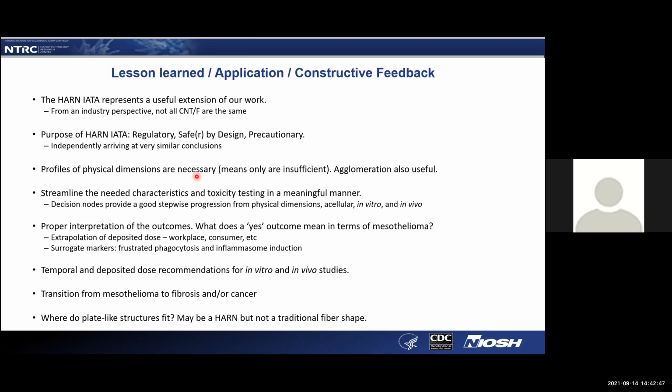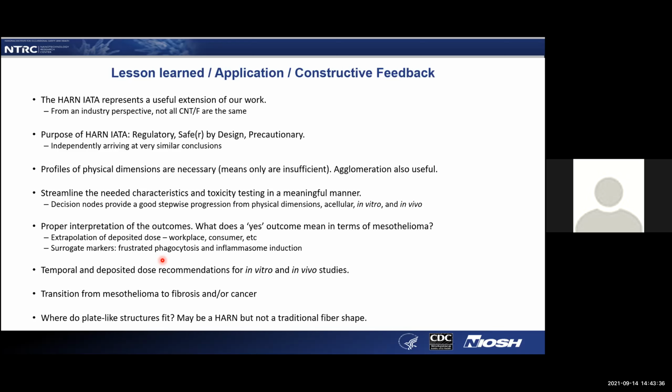The IATA uses secondary surrogate markers in terms of frustrated phagocytosis with inflammasome induction. You don't really need frustrated phagocytosis to induce the inflammasome, and induction of the inflammasome is not always linked to mesothelioma. So I think we also want to illustrate that we need a stepwise progression: if the physical dimensions are putting us through to in vitro and in vivo testing, then these become secondary confirmation of the results that we found. In our studies, the outcomes both in vitro and in vivo seem very consistent with the dimensional analysis that we're finding.